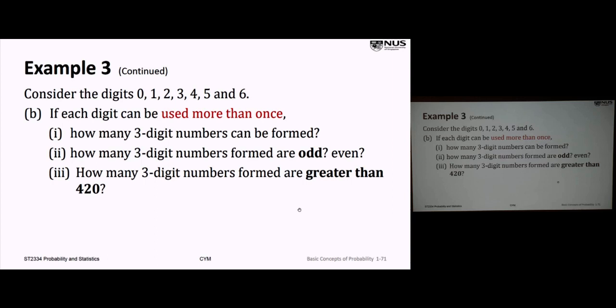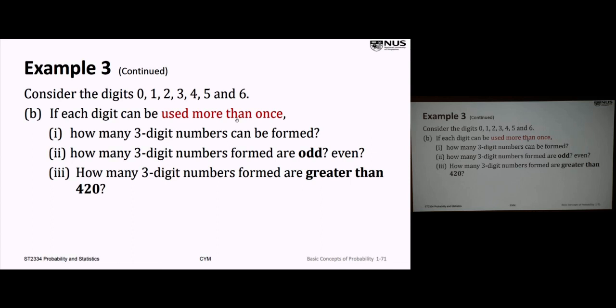So the first one, the key point here, so it's in red, is you can use each number more than once, okay? So it's not like if I take it out, I don't replace it. In the previous example, I didn't replace it.